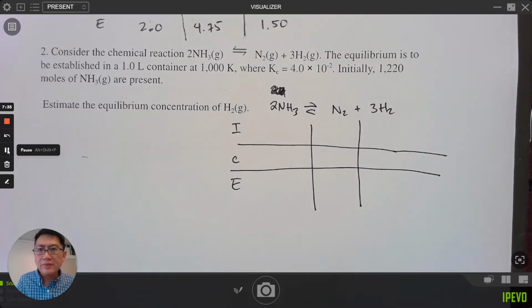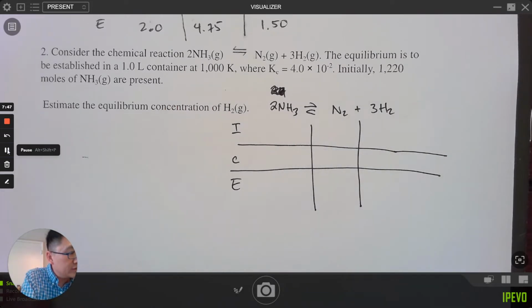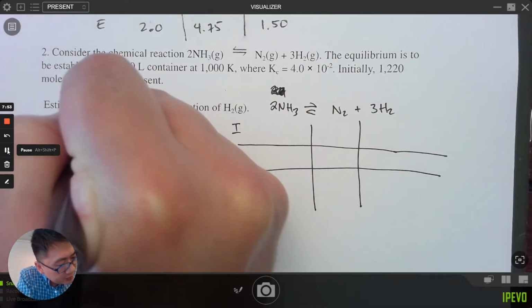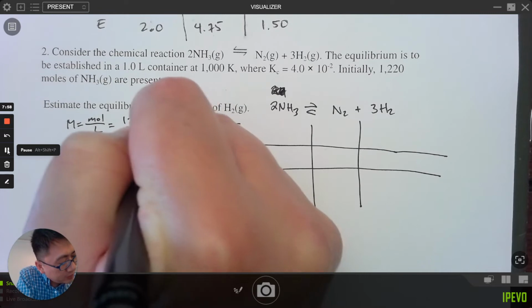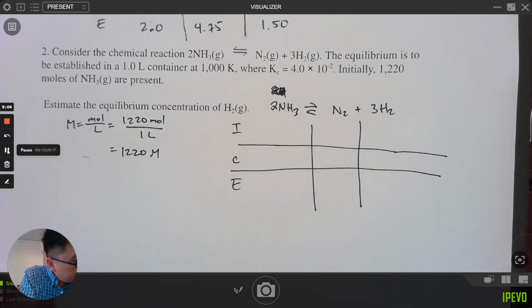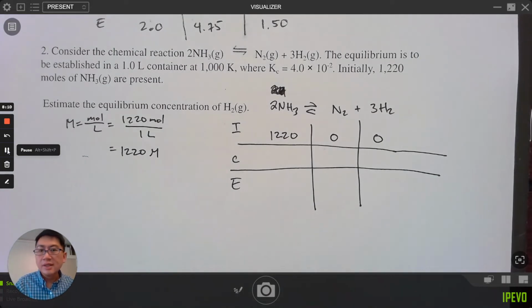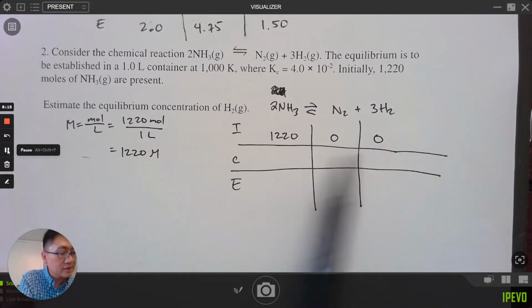Well, what do I have initially? You have this reaction. Initially, you have 1220 moles of NH3 present in a 1 liter container. Molarity is moles over liters. The number of moles is 1220, divided by 1, so the molarity of NH3 is 1220 molar. And nothing else. Initially, all you have is 1220 molar of ammonia.